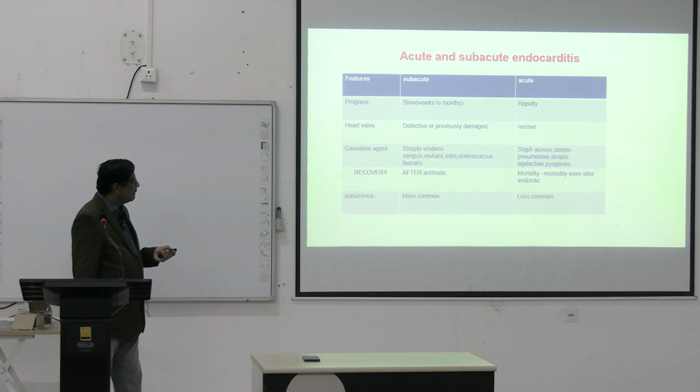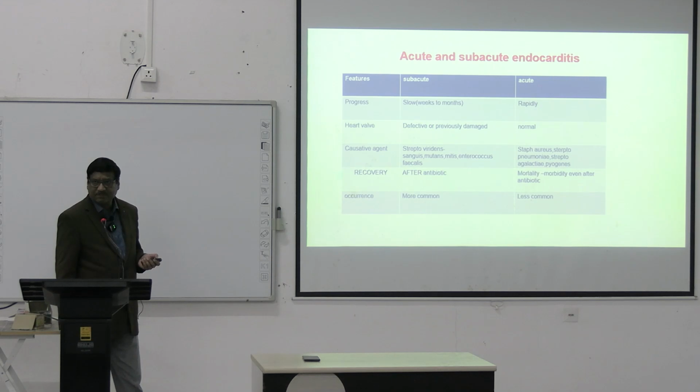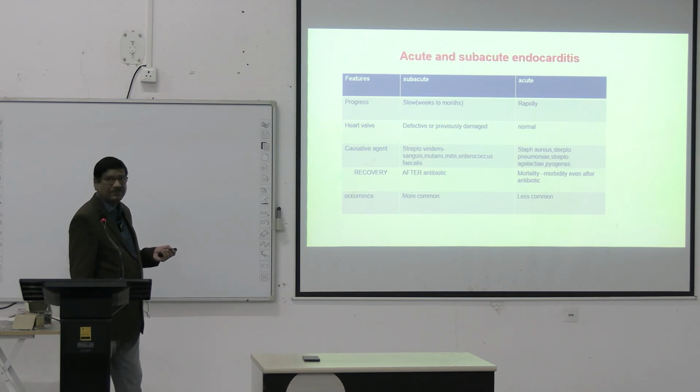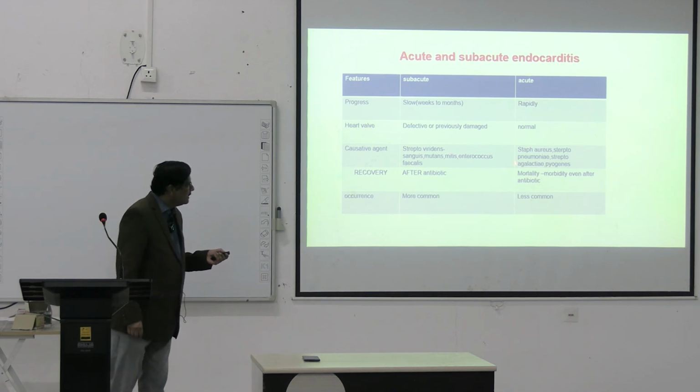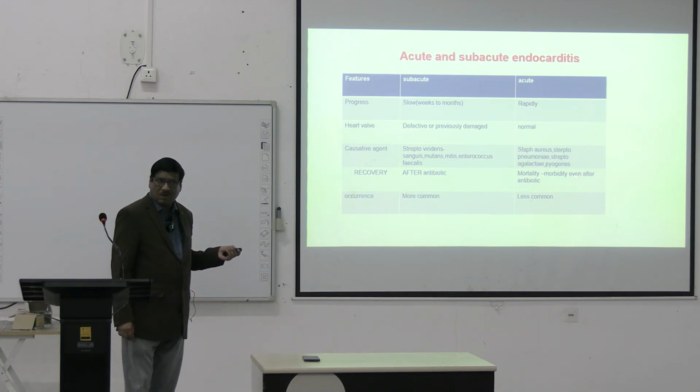Streptococcus sanguis, mutans, mitis, and Enterococcus faecalis. Of those two Enterococci, Enterococcus faecium and Enterococcus faecalis, Enterococcus faecalis is responsible for subacute endocarditis. Please don't forget. For acute endocarditis, the first causative organism on the list is Staphylococcus aureus.